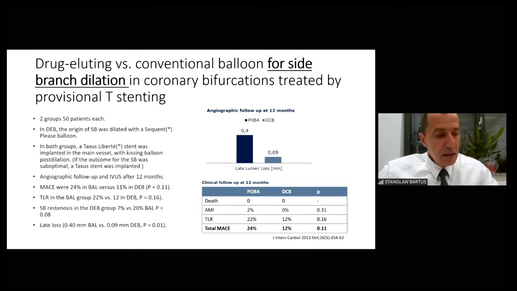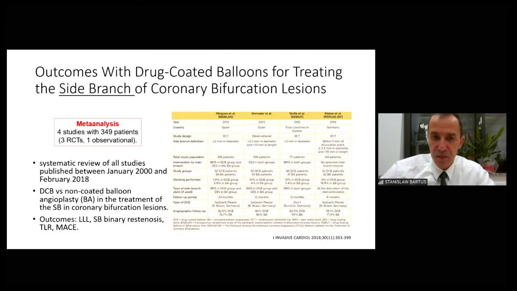The second concept, using the drug-eluting balloon for the side branch only, was tested in this study, and this study showed that the total MACEs was only half in comparison to the plain balloons. The need for target lesion revascularization was also smaller. However, statistically, this study was negative.